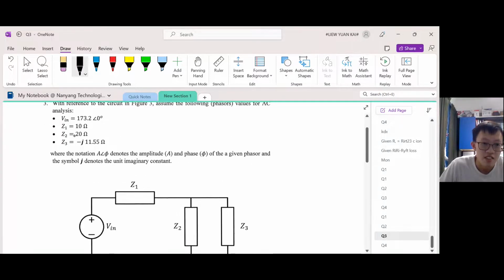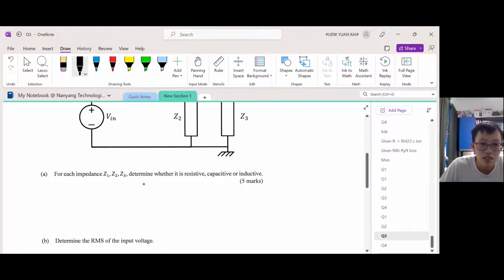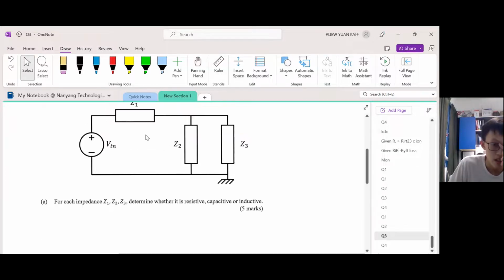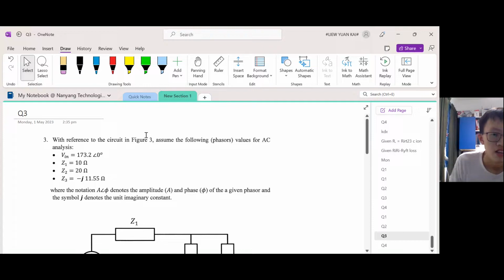Okay, we have an AC source, some impedances. For each impedance, determine whether they are resistive, capacitive, or inductive. Okay. So let's look at Z1. Notice that Z1 is a real and positive number.